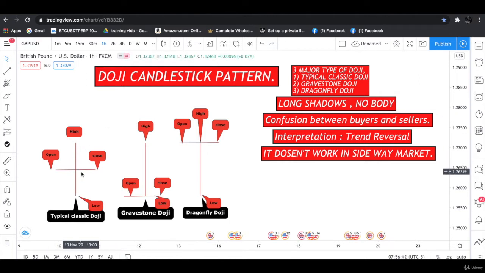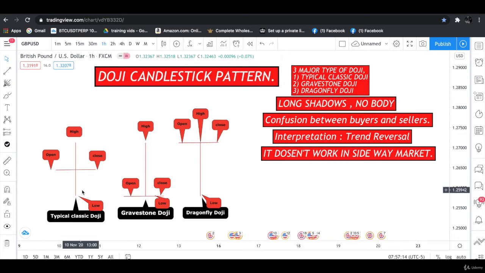So what does it indicate? It indicates that there is a tug of war between the buyers and the sellers. The buyers and sellers are both in a state of confusion about what to do and what not to do. This is the typical classic Doji candlestick, also known as the long-legged Doji.